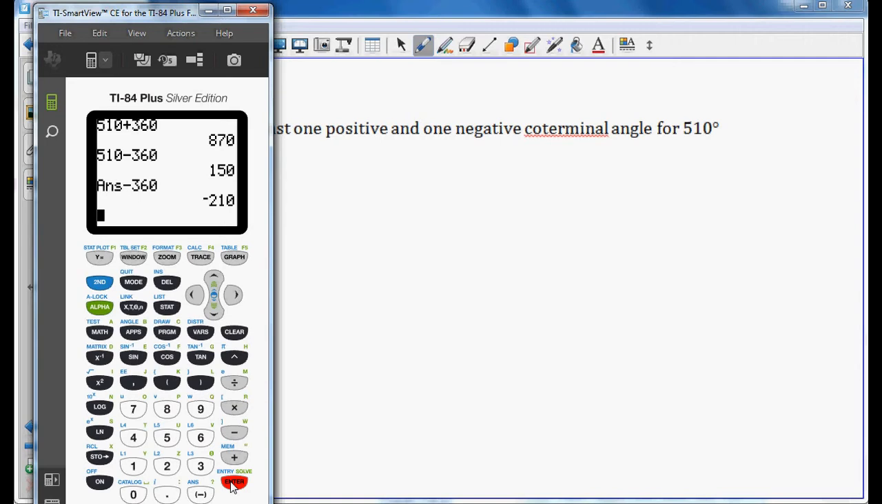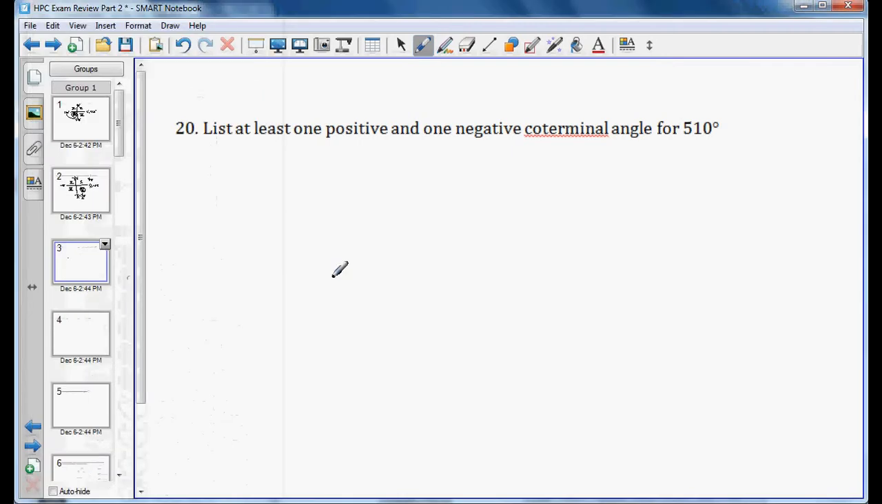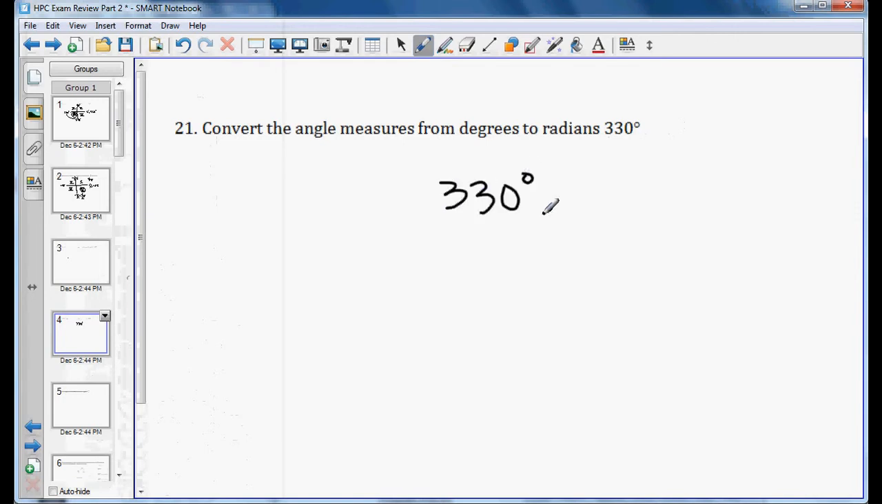Question 21, we're told to convert the angle measure from degrees to radians. So we have 330 degrees, and we're asked to convert it to radians. To do that, we multiply by pi over 180. One thing I said in class was you always take the one that you want. We want radians, and put it on top. Pi is in radians. I never really write the unit, but that is pi radians. So the one you want to get goes on top.